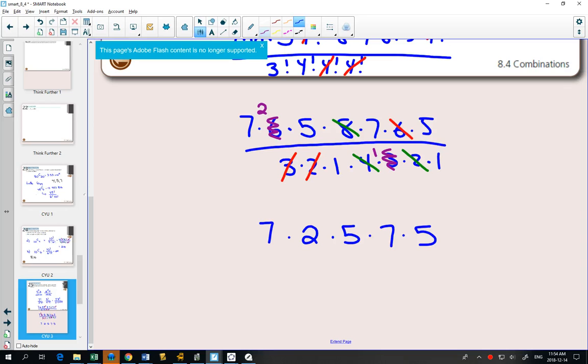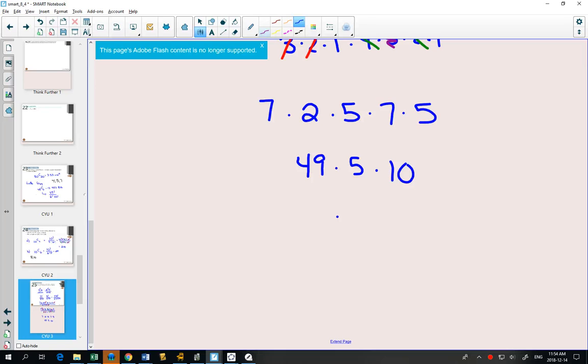Not impossible. If I was doing this in my head, I'd probably put the 2 and the 5 together to make 10, and the 7 and the 7 together to get 49, times 5 times 10. 49 times 5 isn't too bad. 245 times 10 is 2,450. Not too bad. So you could do it without a calculator, but if you had to calculate the final answer, it would most likely be listed on a calculator part.